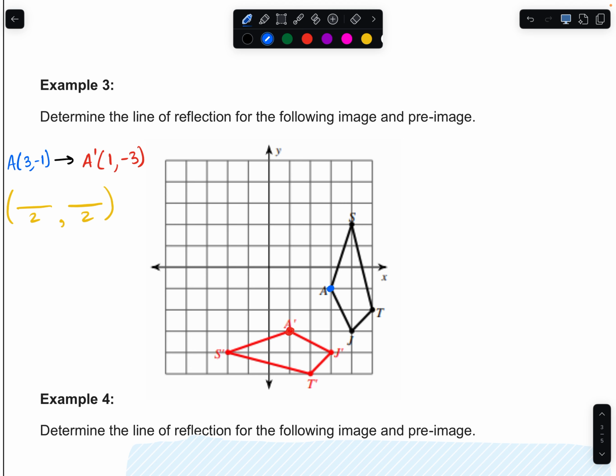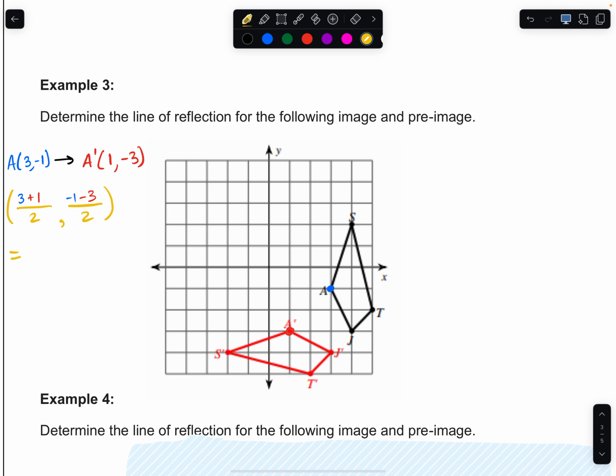I'm going to take the x coordinates 3 and 1, and add them together, divide by 2. That'll get me the x coordinate of the midpoint. And I can do the same thing for the y coordinates. I'm going to take -1 and -3, add those together, which we can write like this. There we go. That point is going to be on the line of reflection, but I don't want to leave it like that.